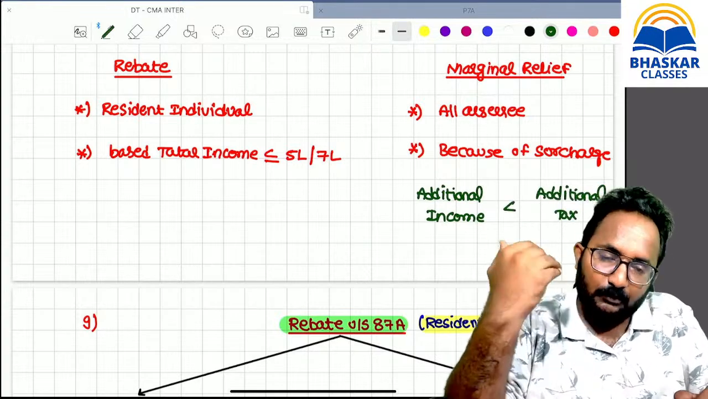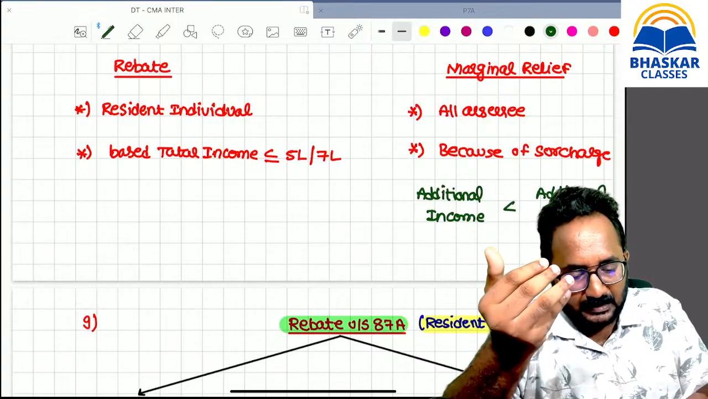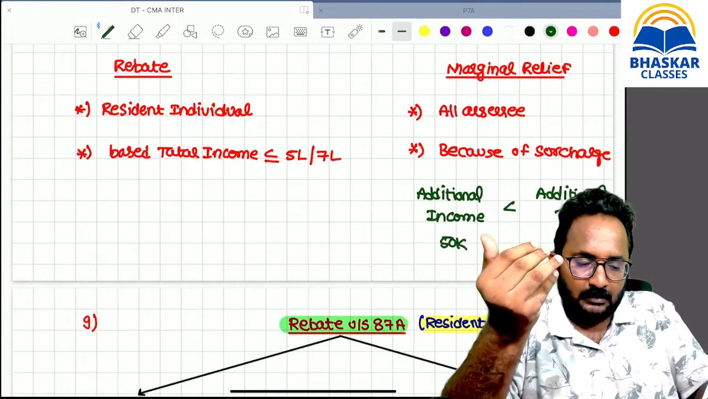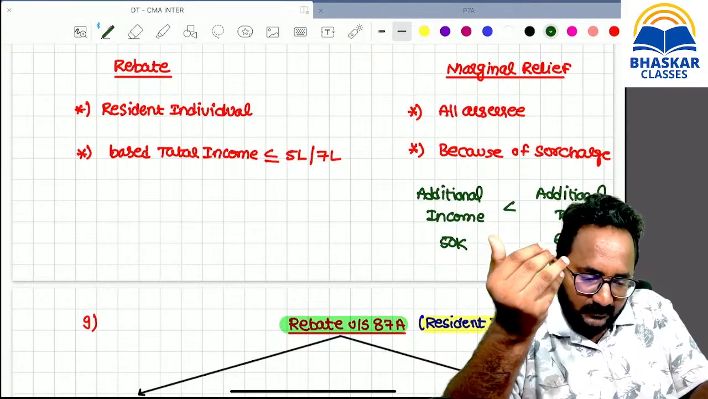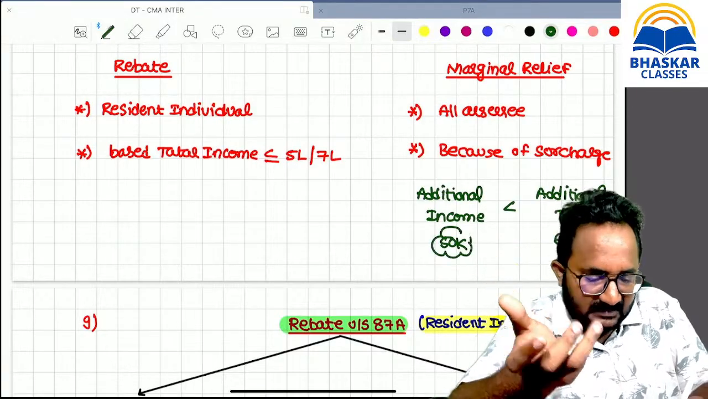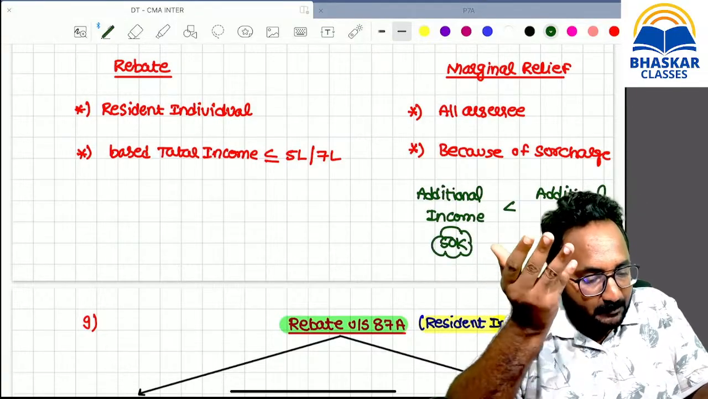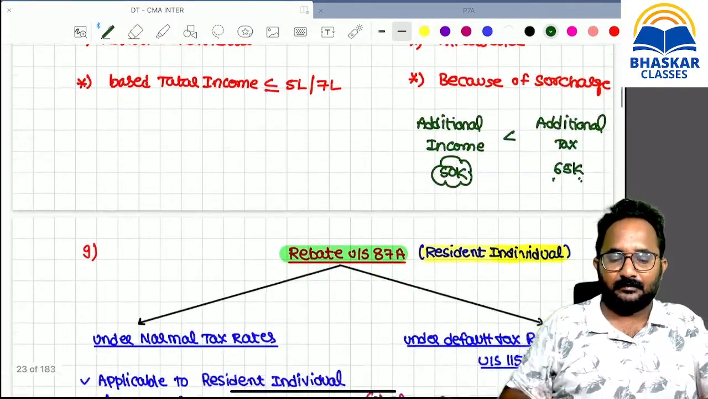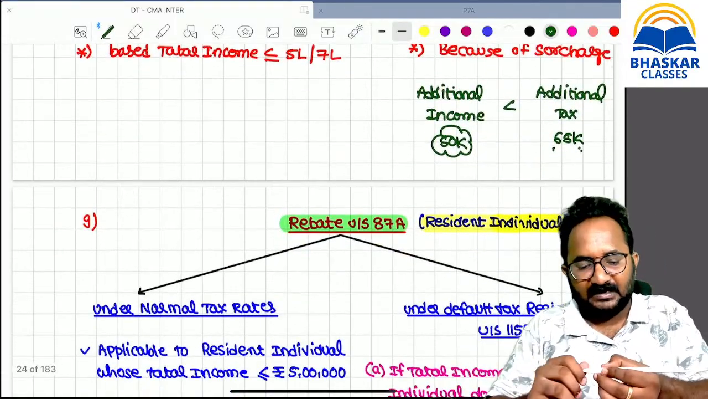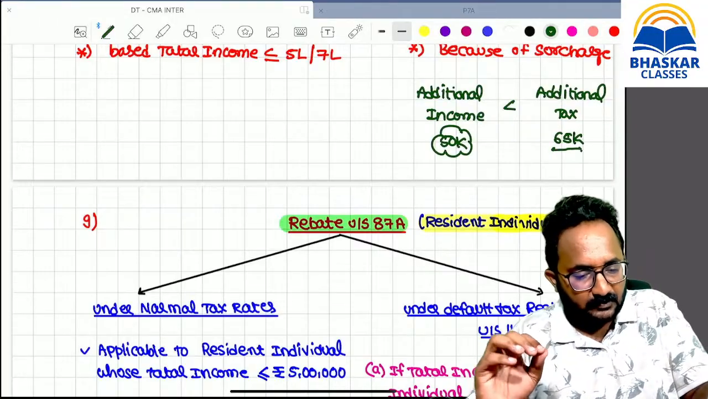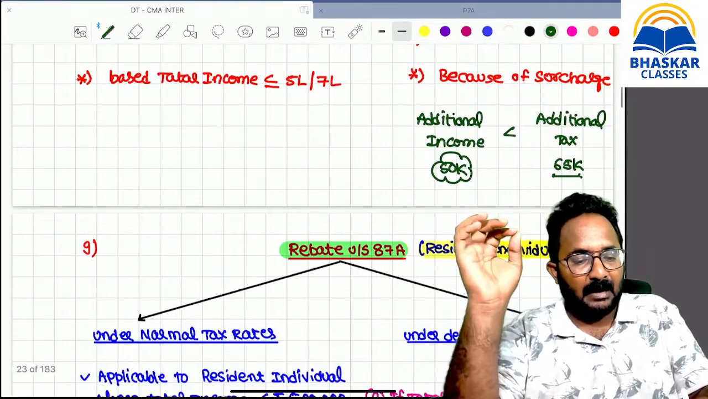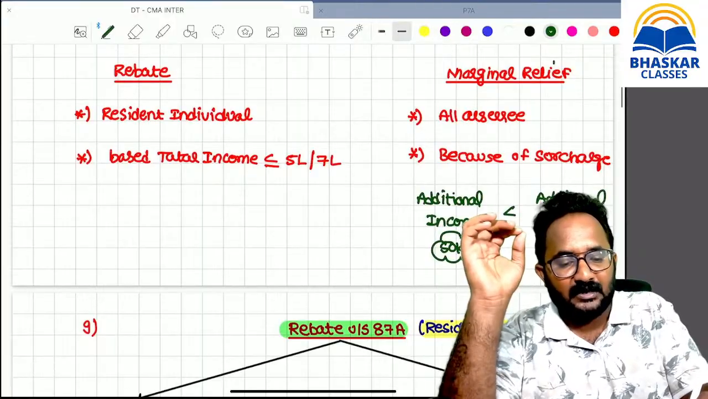Additional tax is more. Sir, I am earning 50,000 additional income, but you are asking for additional tax of 65,000. My income itself is only an extra 50,000. How can I pay the 65,000, sir? So that's why they are providing marginal relief, some amount of relief.